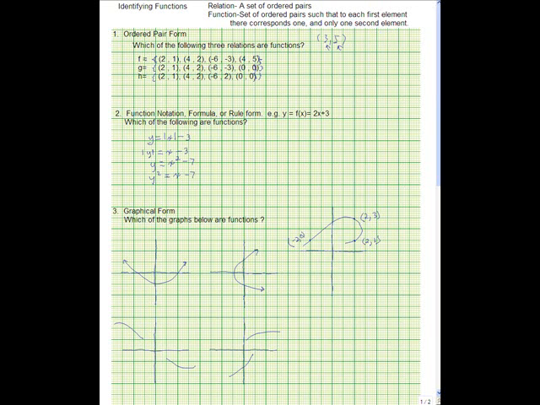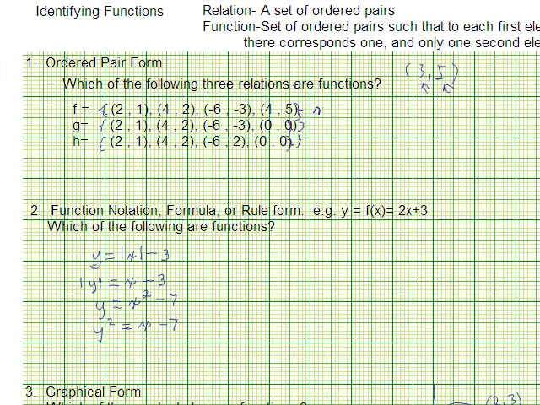So let's take a look at the first relation F. If I look at the first element 2, there is one and only one number, 1, that corresponds to 2. If I look at the first number 4, however, there's a first number 4 in this ordered pair that corresponds to second element 2. There's a first number 4 here that corresponds to 5. So here's an example of a first element that corresponds to more than one second element. So this is not a function.